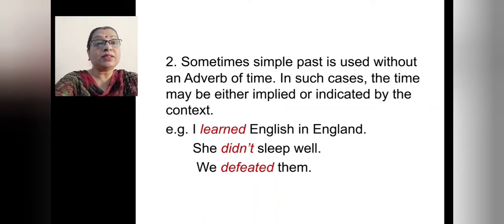Now, sometimes simple past tense is used without an adverb of time. In such cases, the time may be either implied or indicated by the context. That is, you have to understand in what context it is used. Adverb of time is not there, right? Now let's see these examples. I learned English in England. She didn't sleep well. We defeated them. So here, when it is not written, you have to understand by the context in which it is used.